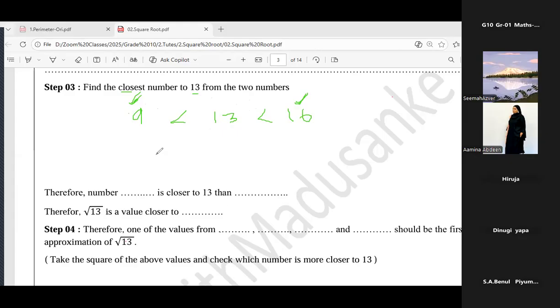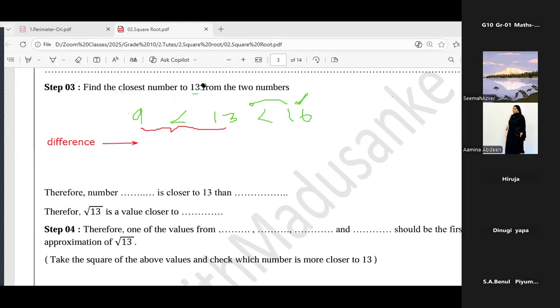Right? Okay, so here what you have to do is find the closest number to 13. You are going to check whether 9 is the closest number to 13 or 16 is the closest number to 13. For that, you are going to take the subtraction. So 9 and 13. What is the difference between 9 and 13? I will write D for difference. Right? Difference between 9 and 13.